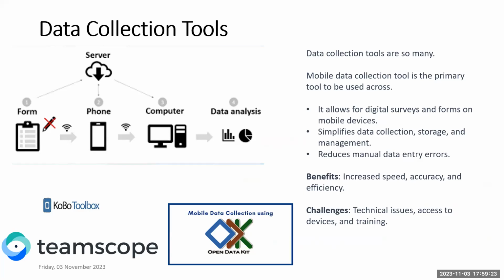So why do we use mobile data collection? Like I said, it will be our primary data tool. So what does it allow us to do? To take digital surveys and forms on mobile devices. Like I said, one of our big goals is to do what? To break down the walls of geography and time. This is what mobile data collection tools allow us, and it is everywhere you go, you know. It simplifies data collection, storage, and management.